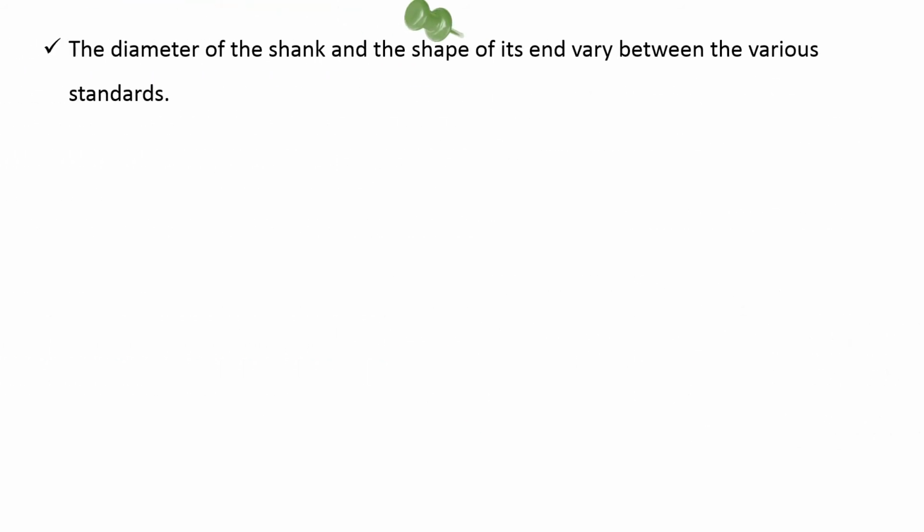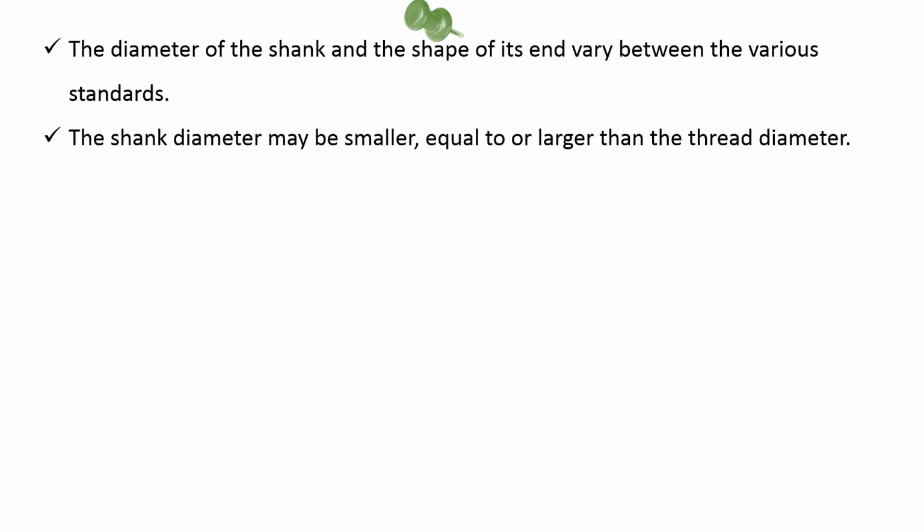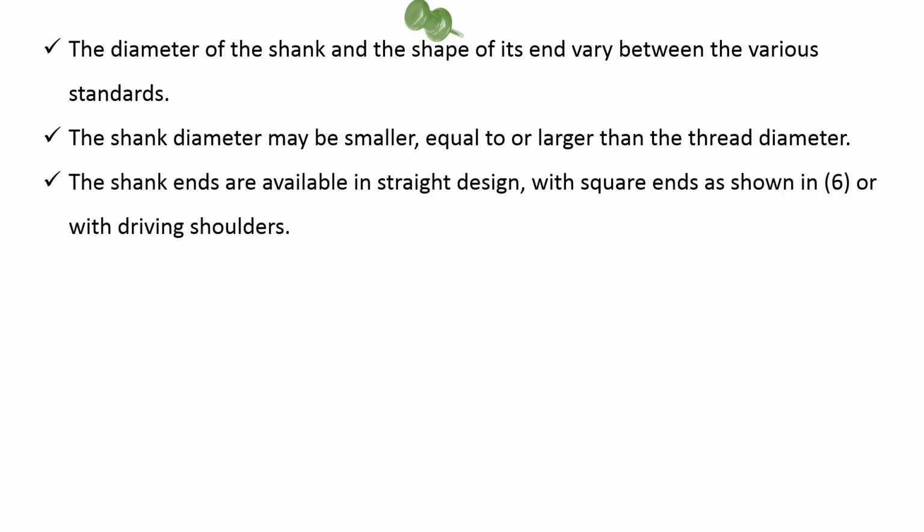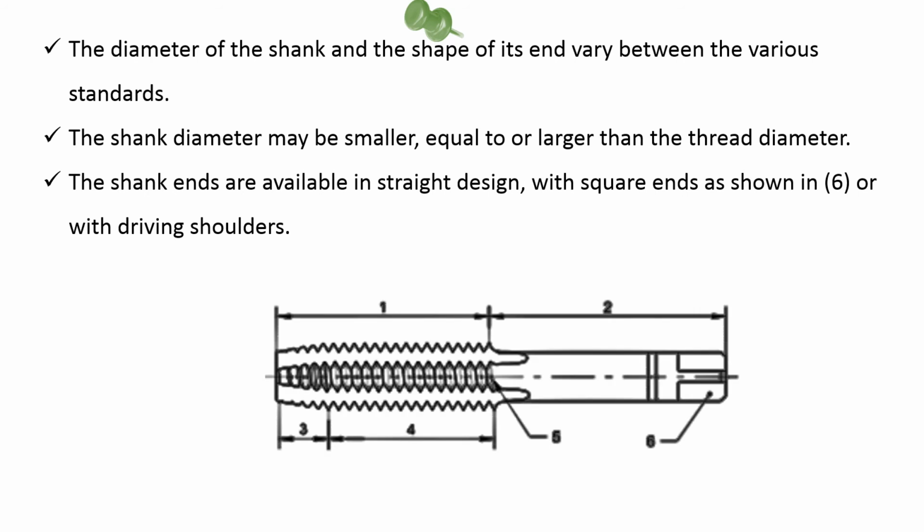The diameter of the shank and the shape of its end vary between the various standards. The shank diameter may be smaller than, equal to or larger than the thread diameter. The shank ends are available in straight design, with square ends, which is indicated as 6 in the figure, or with driving shoulders.